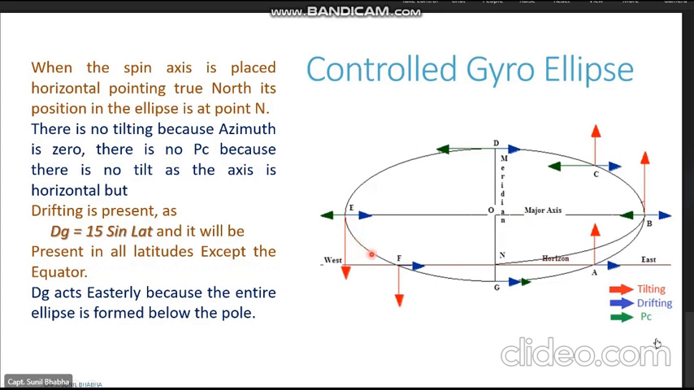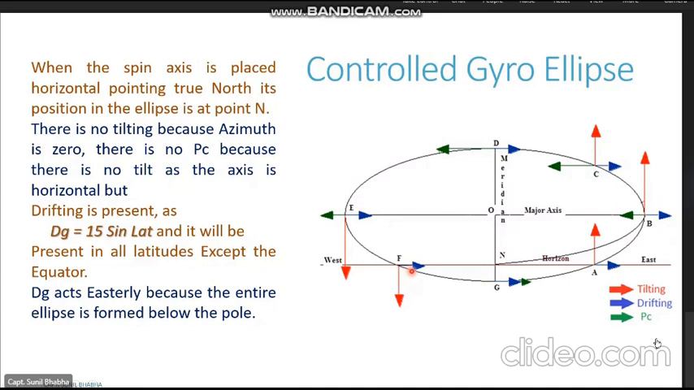And going like this, the spin axis reaches point Foxtrot. At point Foxtrot, the tilt is 0. With the tilt 0, control precession is 0, so you don't see any green vector at this point. The only two forces acting now are easterly drifting and the downward tilting. Under the effect of these two, the spin axis goes below the horizon now. You see, drifting is easterly, but the tilting is downwards, so it goes below the horizon.